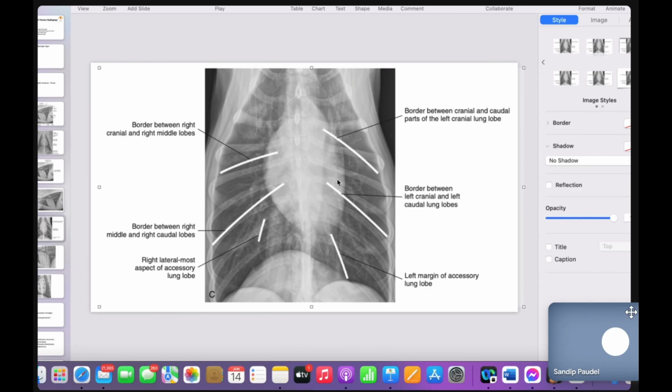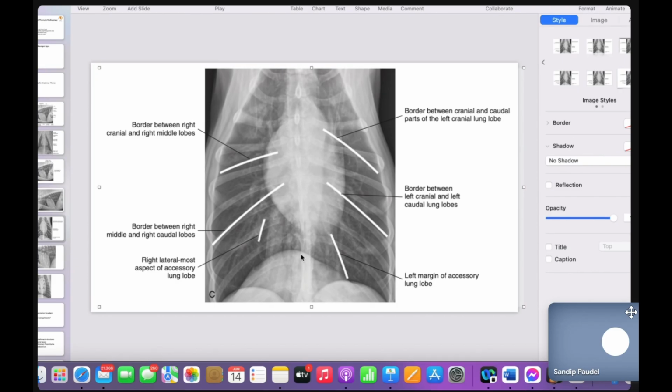Normally, according to the supply, we divide the right lung lobe into cranial, middle, and caudal. But the left lung lobe will be divided into cranial. This up to here is the cranial part of the cranial lung lobe, and this is the caudal part of the cranial lung lobe, and this is the caudal lung lobe. So this division is based on the supply, not the lobe. The accessory lung lobe will stay here. We don't need to worry much about this location.